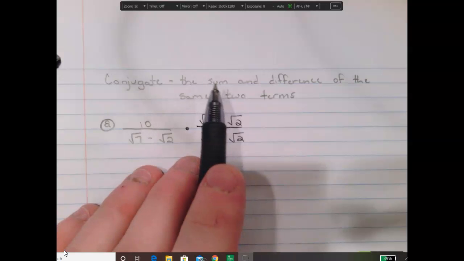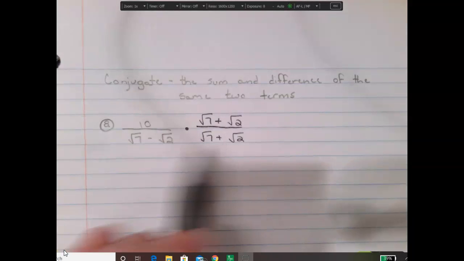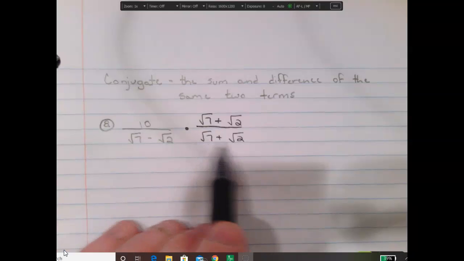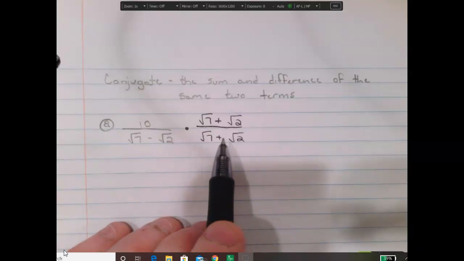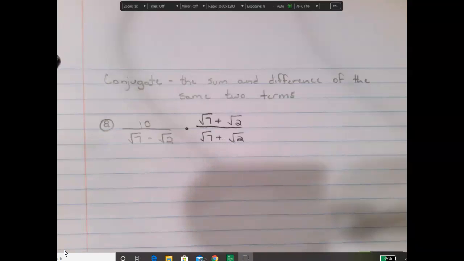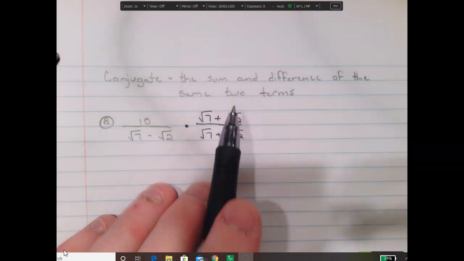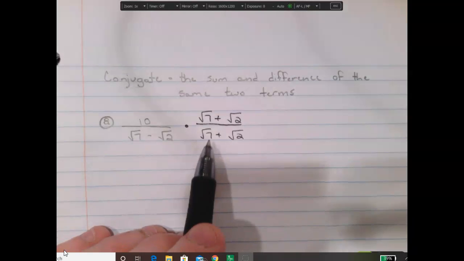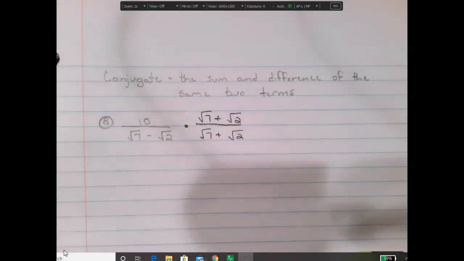And the way I think of it is, it's almost like the opposite. Whatever the one is, you're going to do the other. So if this were addition, we would have done subtraction over here. But because this is subtraction, that's why we're multiplying by positive. We're just taking this denominator and multiplying by it in the numerator and the denominator of the new fraction, and it's just the opposite sign.